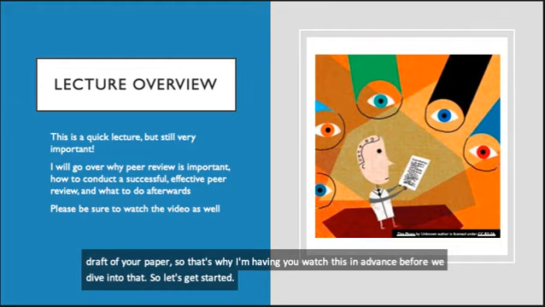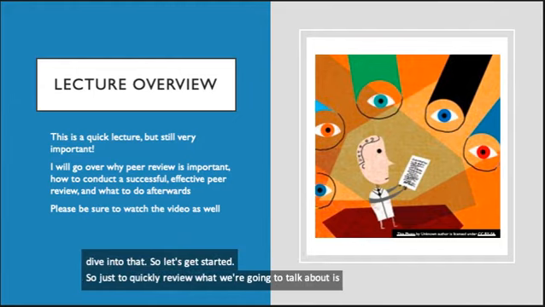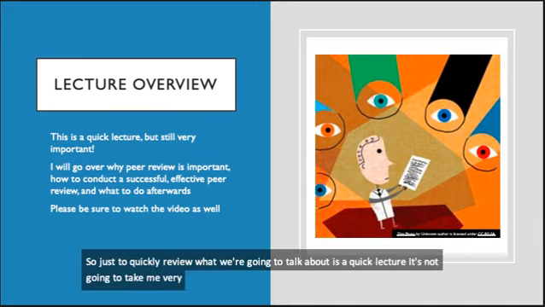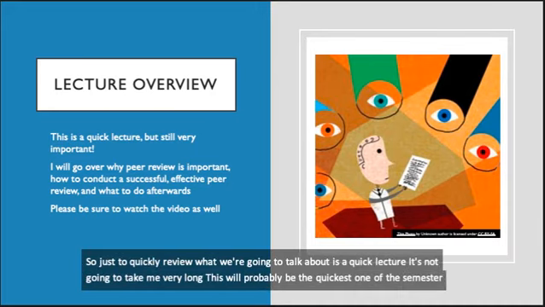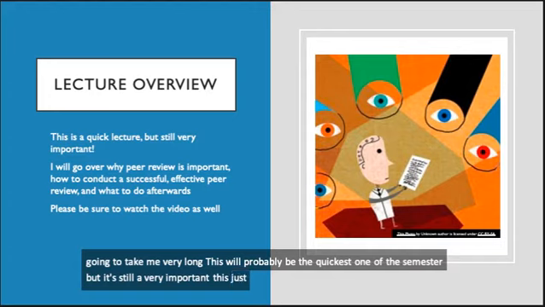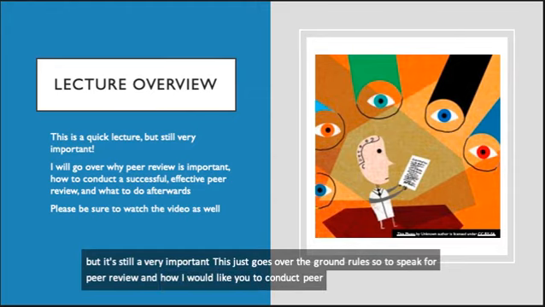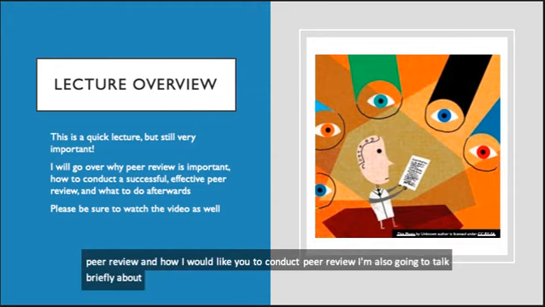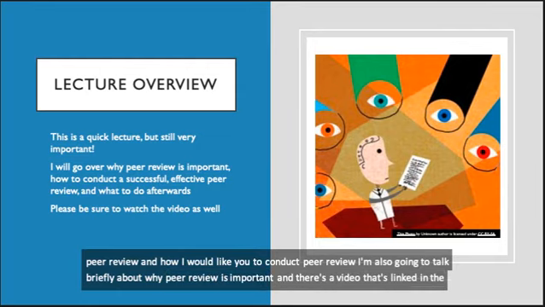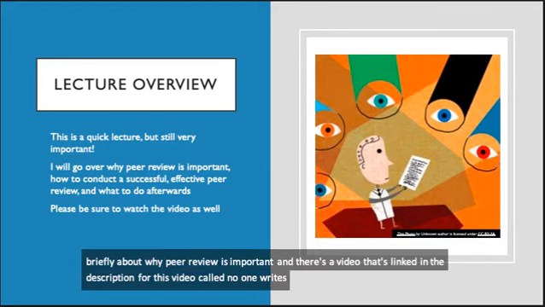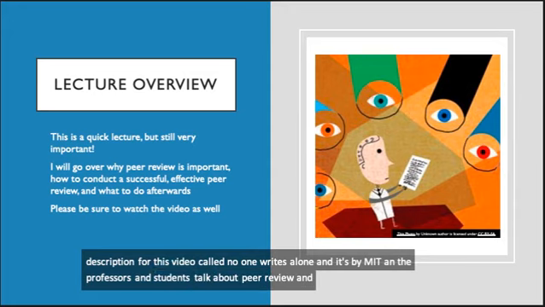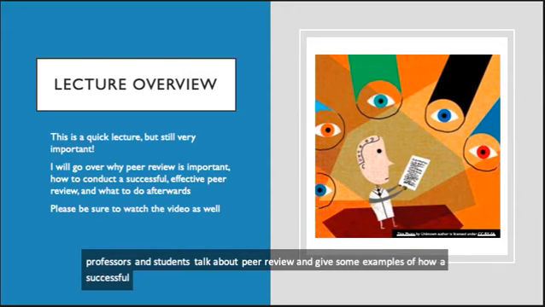So just to quickly review what we're going to talk about, it's a quick lecture. It's not going to take me very long. This will probably be the quickest one of the semester, but it's still very important. This just goes over the ground rules, so to speak, for peer review and how I would like you to conduct peer review. I'm also going to talk briefly about why peer review is important. And there's a video that's linked in the description for this video called No One Writes Alone, and it's by MIT. And the professors and students talk about peer review and give some examples of how a successful peer review is conducted.